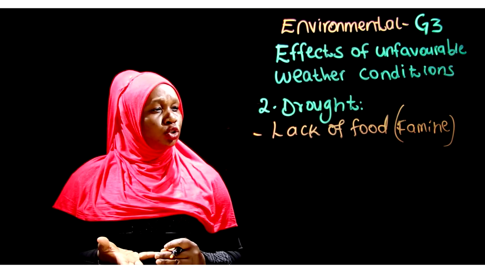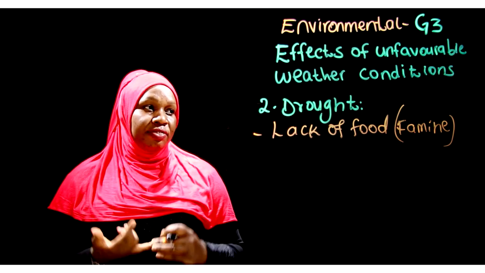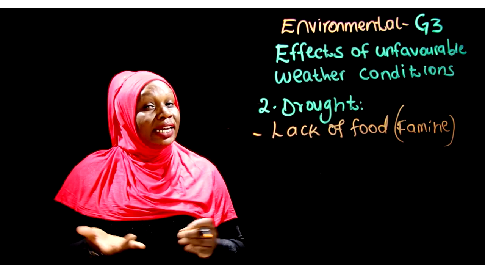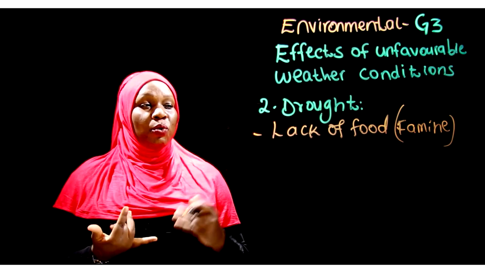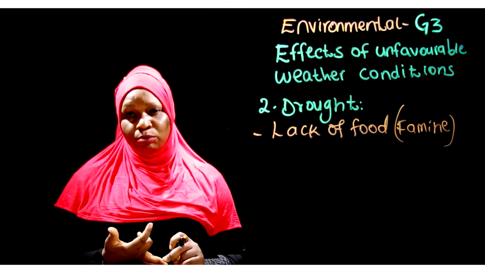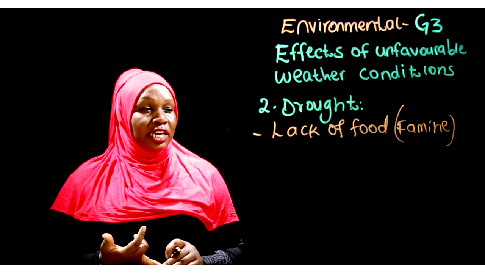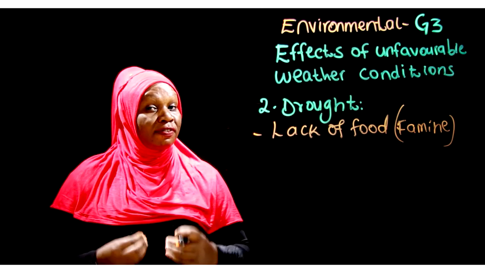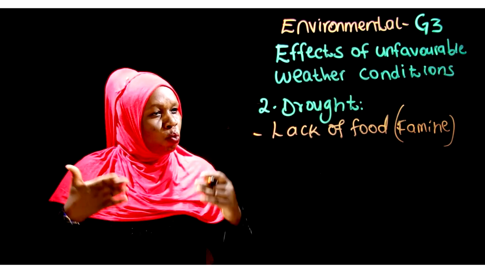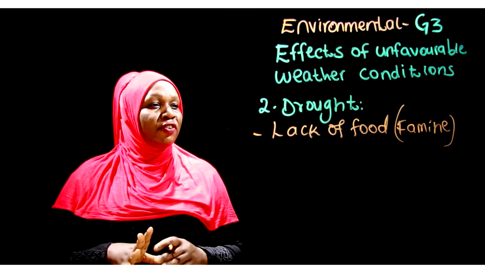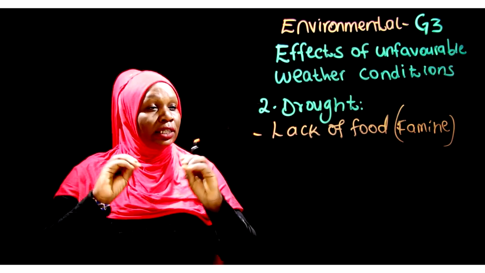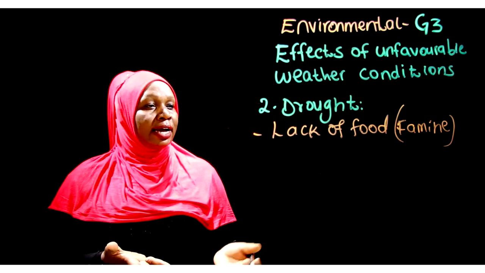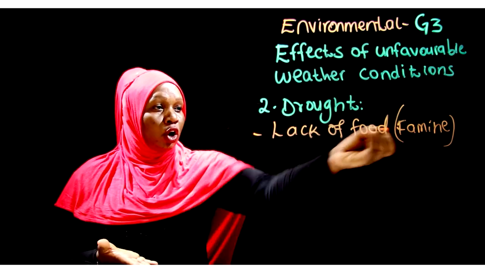Because when there's drought, there's too much sunshine, there's no water, the plants are not getting water, the animals are not getting water. So where will you get the food? Remember, for us to have food, we get food from plants, we get food from animals. If the place is totally dry, there's no water for these animals to survive so that we can depend on them, there's no water for these plants to grow well. Remember, for the plants to grow well so that we can get good harvest, they should get enough water. So because of this, we lack food, and this is where we call famine.